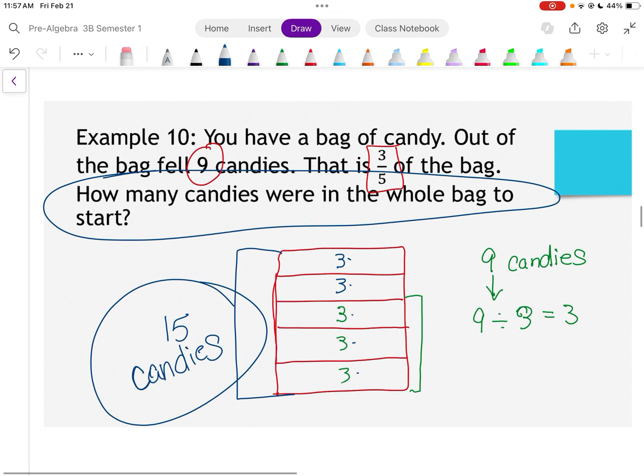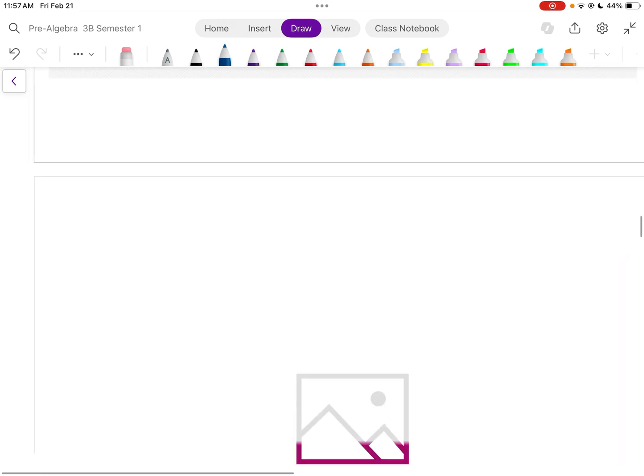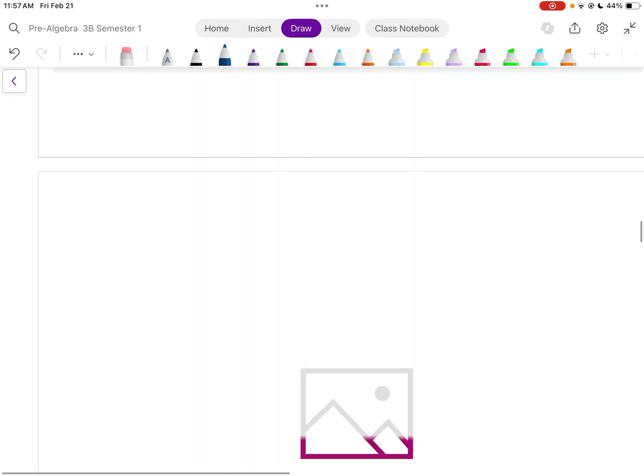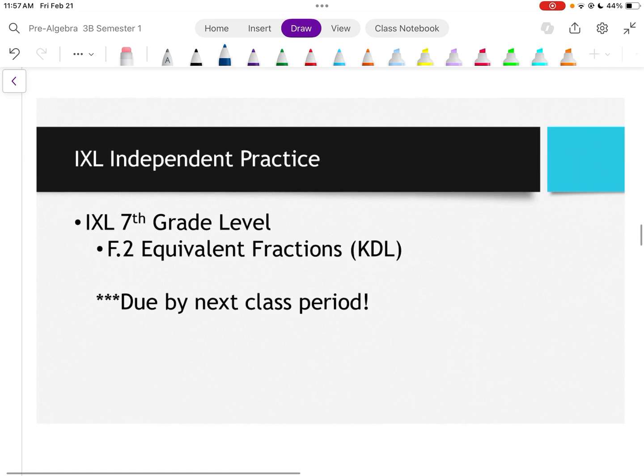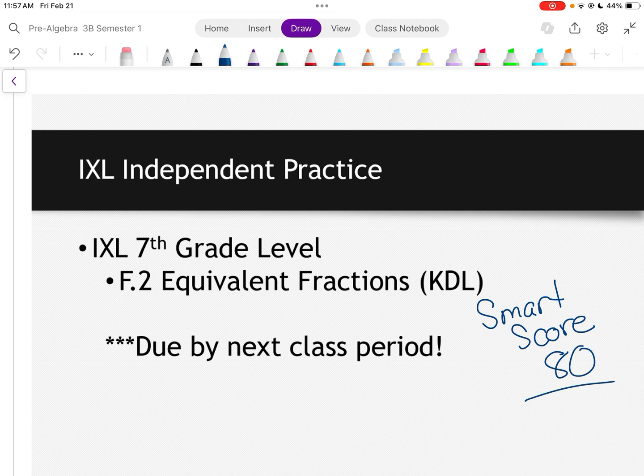All right, that's where we are going to stop for today. For the practice, you are going to do an IXL. IXL F2, which is on equivalent fractions. You need a SMART score of 80. Make sure you ask questions if you need help or if you are just confused on anything. Have a good day.